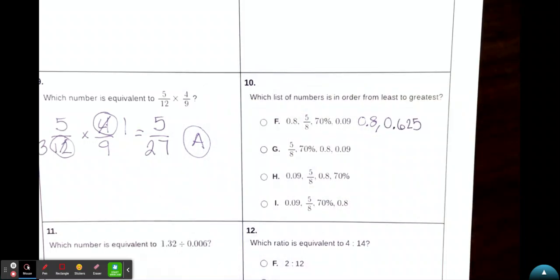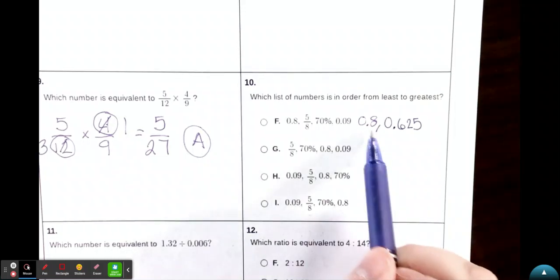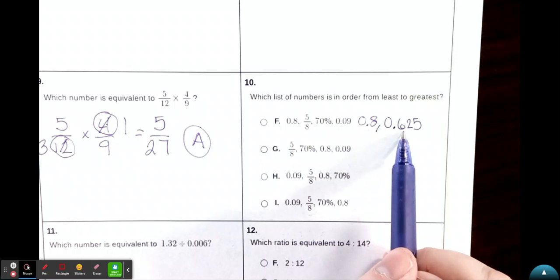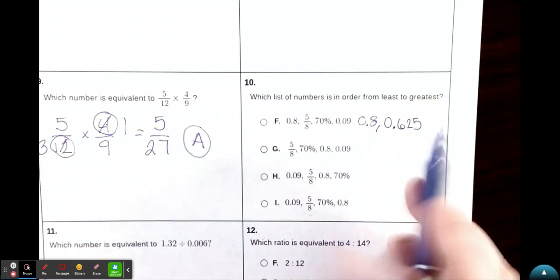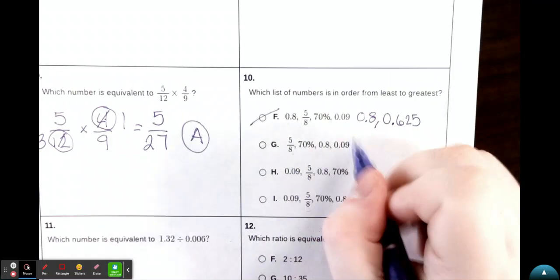0.625. So immediately, I know that this one is not in order from least to greatest, right? Because we go from 0.8 to 0.6. Is that least to greatest? No, so I can stop there. Okay, 5/8 was 0.625.